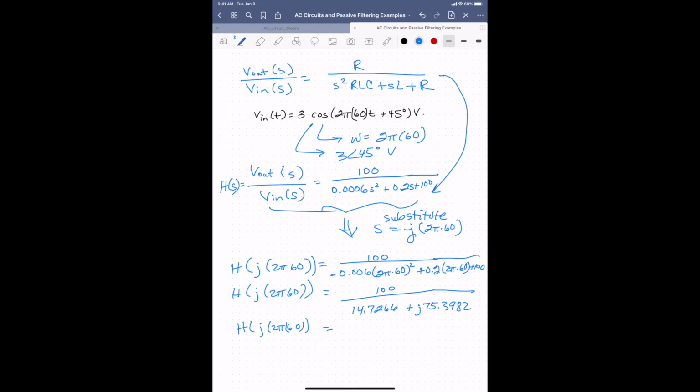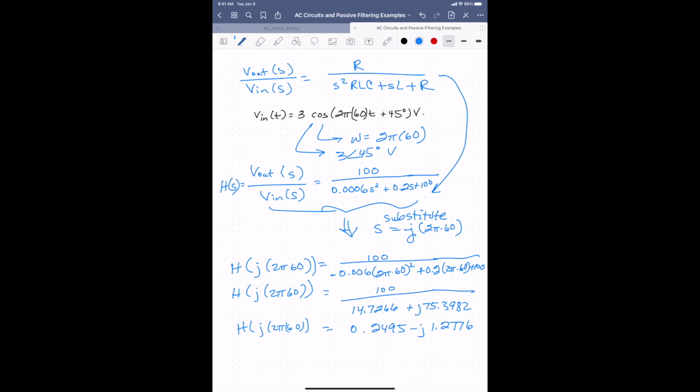And when we do this division, of course, this is just a real number divided by a complex number. So you can, again, do that in your calculator. I end up with 0.2495 minus j 1.2776.